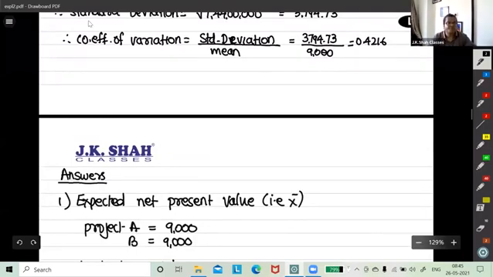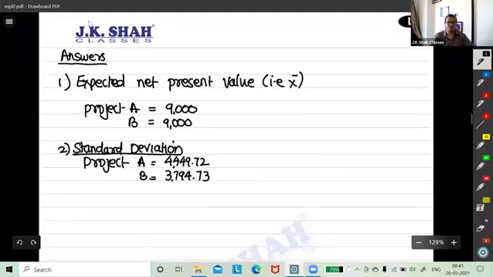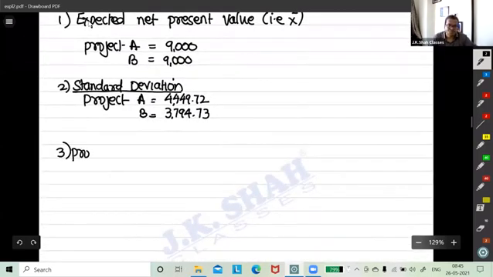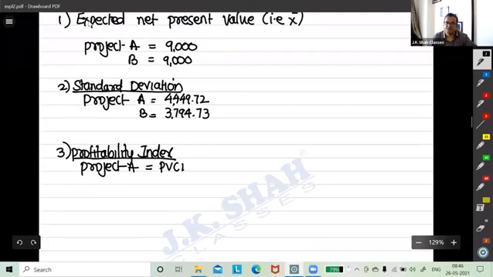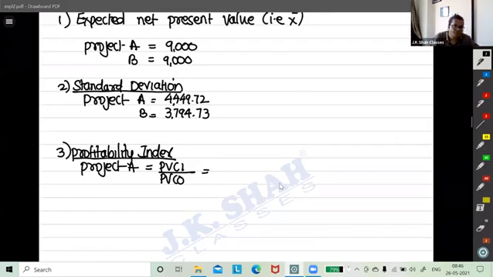What is the third thing asked in the question? Compute the profitability index. So the third thing, project A, PVCI upon PVCO. Now how will we get it, guys? We will have to add back, right? You can round off if you wish to. There is no harm writing like this.